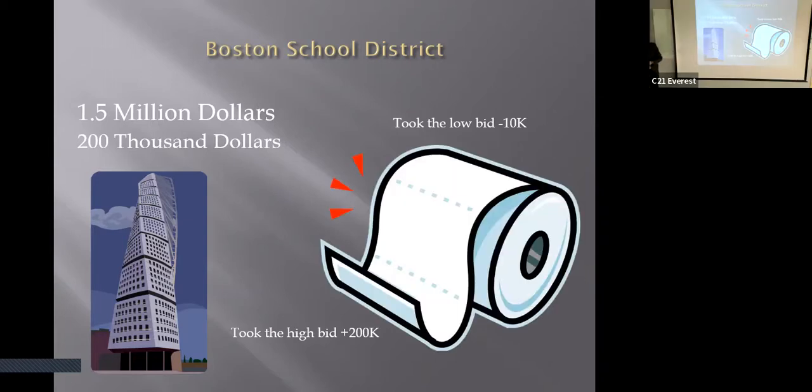Toilet paper. They spent 57.5 minutes arguing over what type of toilet paper they should buy. And at the end of the day, they took the low bid. They saved $10,000. But then they spent 7.5 minutes talking about this building and went with the high bid. Now, here's the thing. If you understand why that happens, it will give you huge insight into why you do what you do in your real estate career, and really just anything that you're involved with in business.